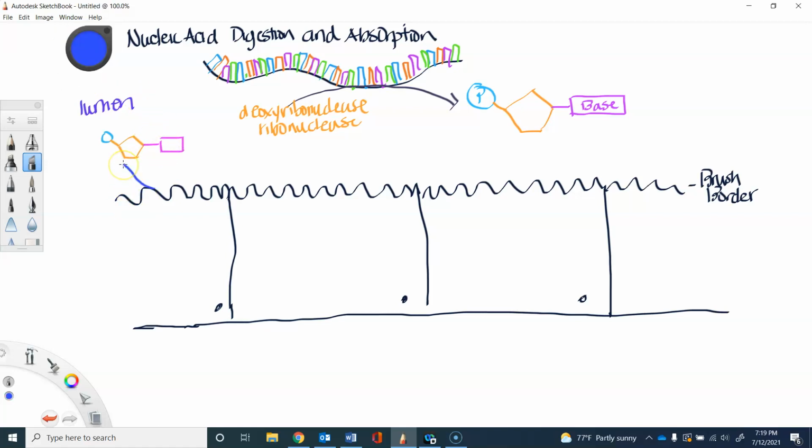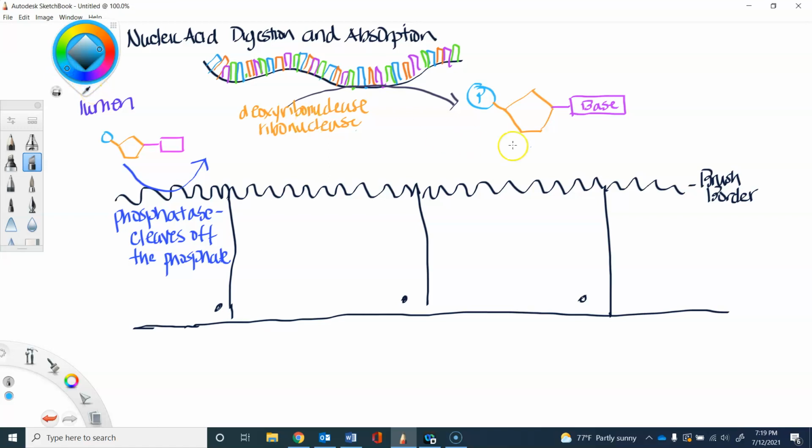So at the brush border, the first thing that happens is there's an enzyme called phosphatase. And phosphatase basically cleaves off the phosphate group. So now we have our little phosphate over there, and then what we have left here is the pentose sugar and the nitrogen base.